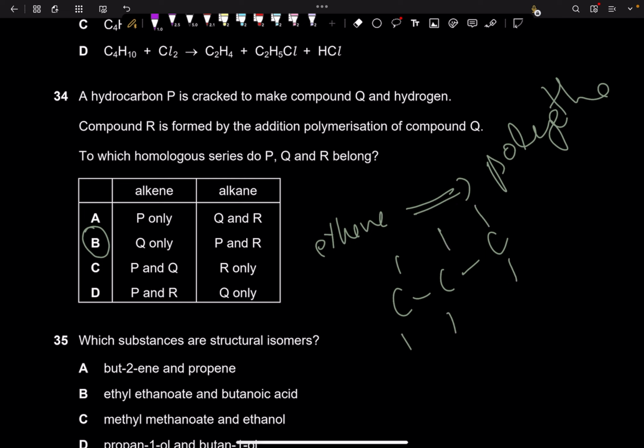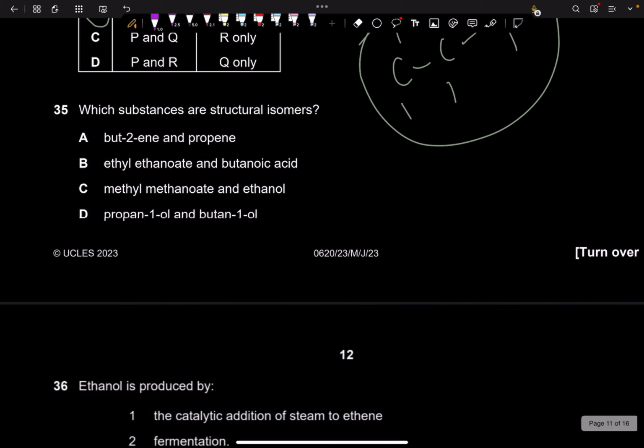Basically, doesn't this structure resemble ethane? So that's how we are making an alkane from an alkene. Okay, but the alkanes are joined together. So it's option B. Hydrocarbon P is cracked to make compound Q and hydrogen. P has to be an alkane. And compound R is formed by the addition polymerization of compound Q. This has to be option B.